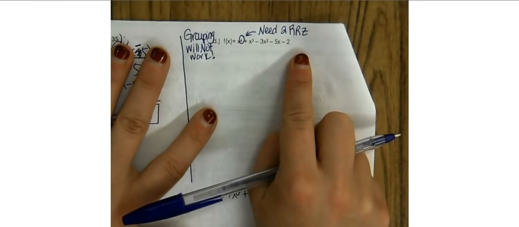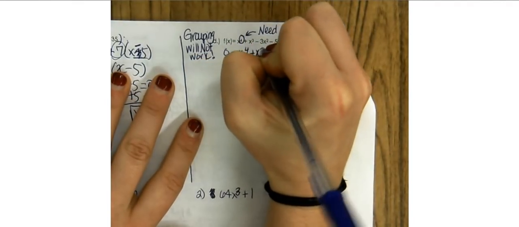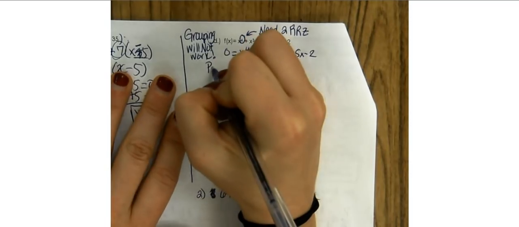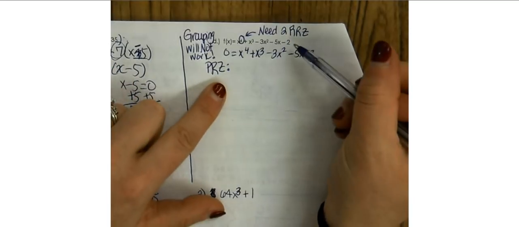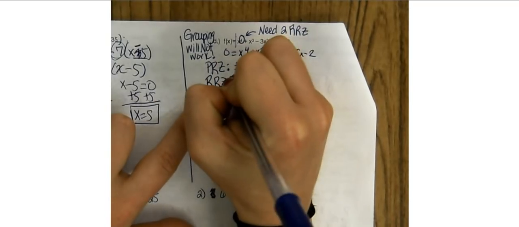So what I'm going to do is I'm going to put this function into my calculator, and I'm going to rewrite this as 0 is equal to x to the 4th plus x to the 3rd minus 3x squared minus 5x minus 2. And I'm going to identify my possible rational zeros, which is the exact same thing as what I did before. So my factors of my last term are 2, and my leading coefficient is 1, so I only have plus or minus 1 or plus or minus 2 as my reasonable or possible rational zeros. So now I'm going to identify my reasonable rational zeros using my graphing calculator. And like I said, you're going to need 2.